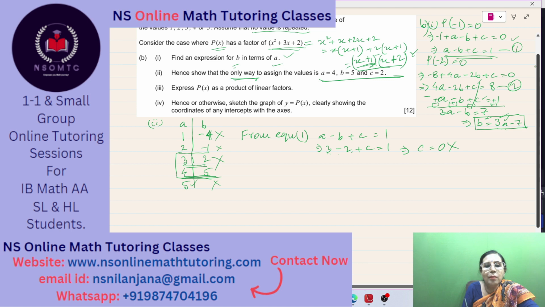So this is the only combination that is remaining: a is equal to 4, b equal to 5. So what is the value of c? Again I am writing a minus b plus c is equal to 1. So a is equal to 4, minus 5 plus c is equal to 1. 4 minus 5 is negative 1. Therefore, c is equal to 2. Okay. Therefore, a equal to 4, b equal to 5, c equal to 2.